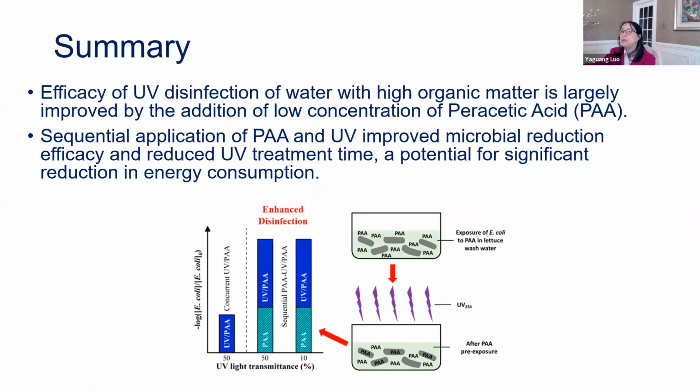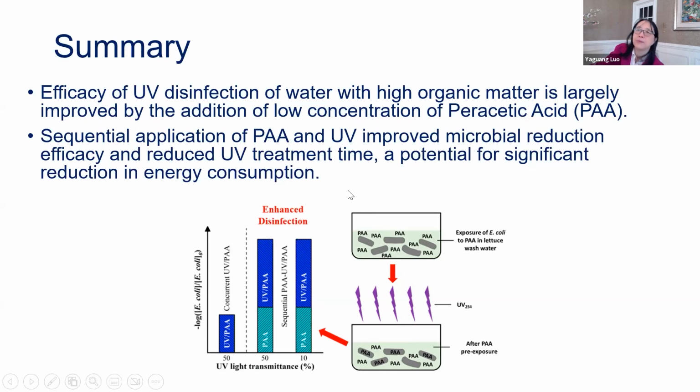Why do we say that? Here is the potential mechanism. In our earlier study in collaboration with Georgia Tech, they found out that with the PAA treatment, first, the PAA could penetrate into bacteria. You see the rod here, it's denoted the bacteria. So once PAA penetrated into the bacteria, it makes the bacteria a lot more susceptible to the follow-up treatment, such as UV. So that's why we saw the improvement in the treatment efficacy.